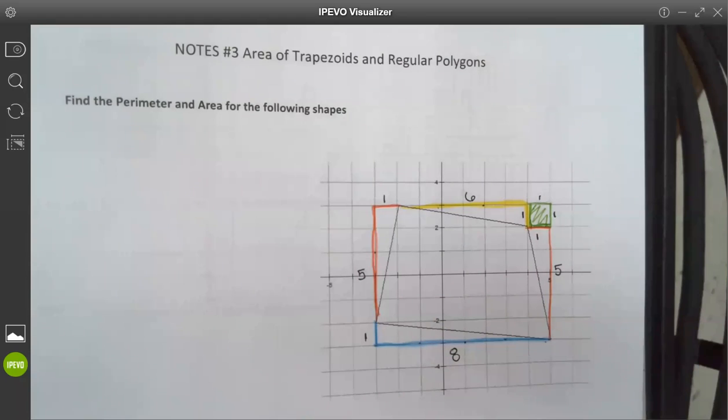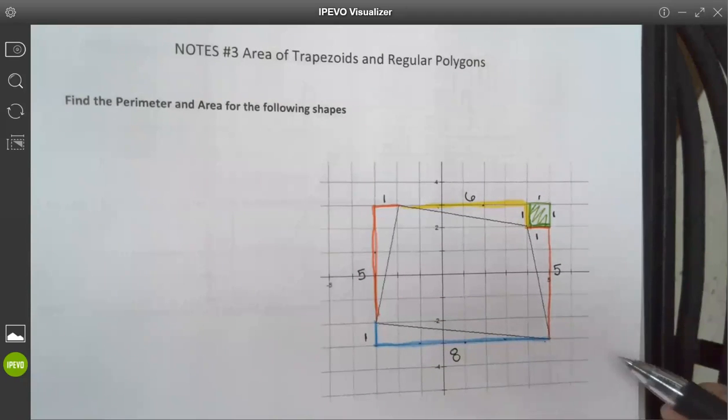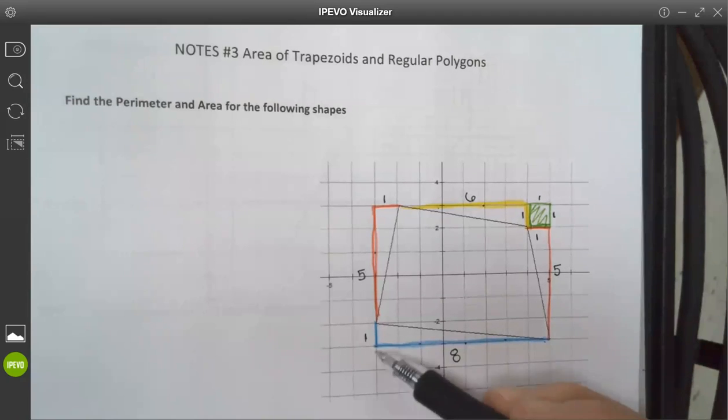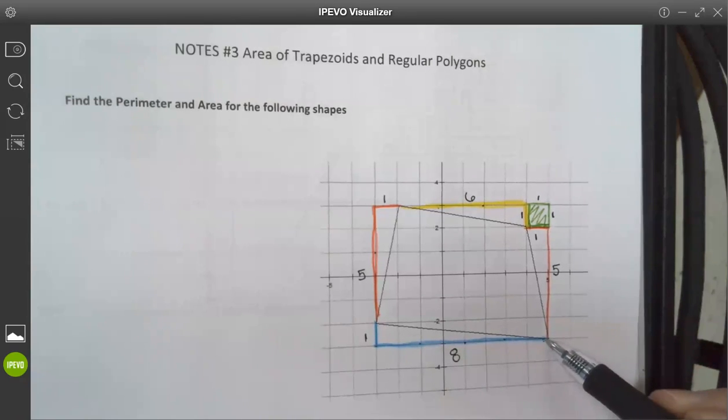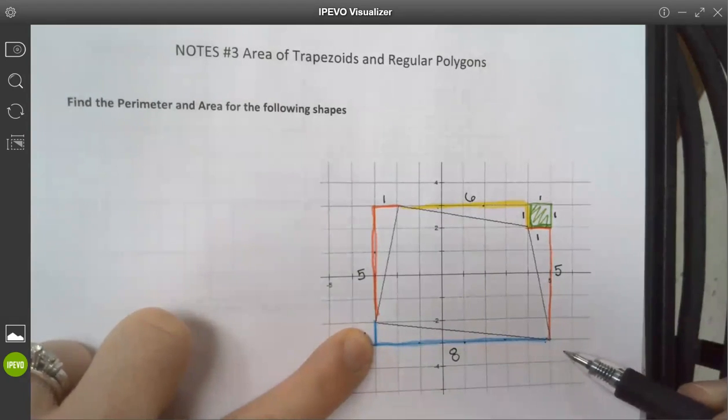Okay, and notice I have to count this part of that line. Even though it doesn't matter how much of a box it takes up, it's how much your line is going from this unit to that unit. What's that distance? It's 8 units across.